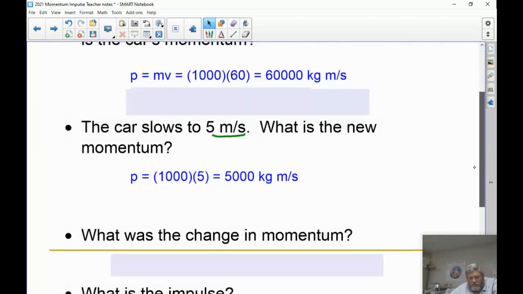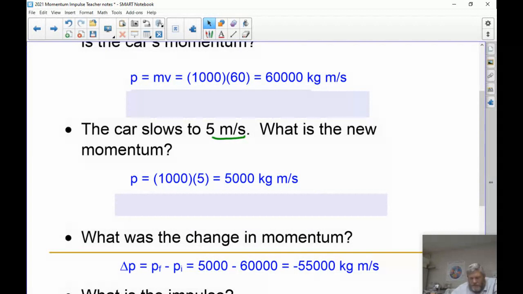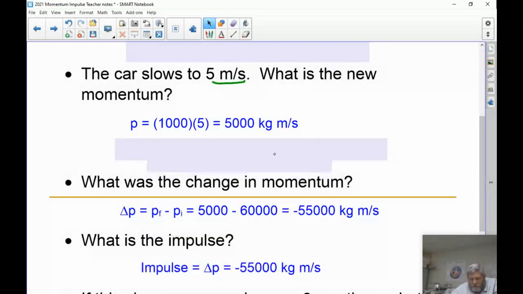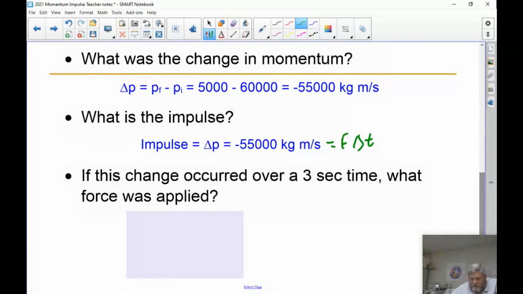So what's the change? Well, the change is just the final minus the initial. So 5,000 minus 60,000, or negative 55,000 kilogram meters per second. And that's the same thing as the impulse. So the impulse is also the change in momentum, negative 55,000. And we know that is equal to force times time.